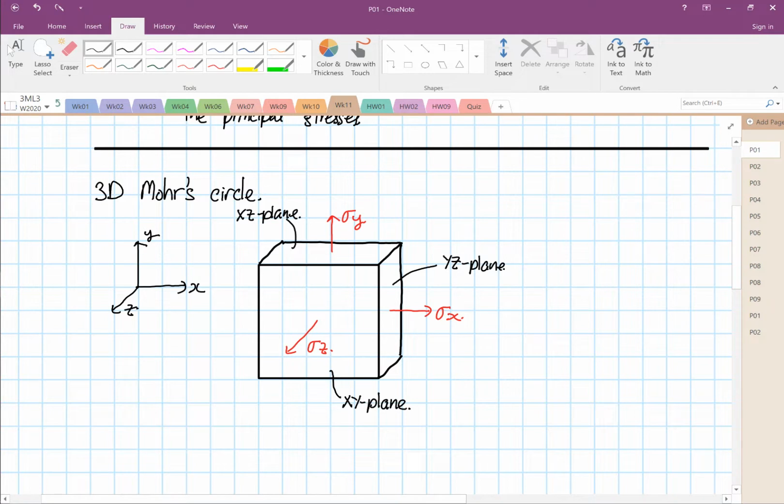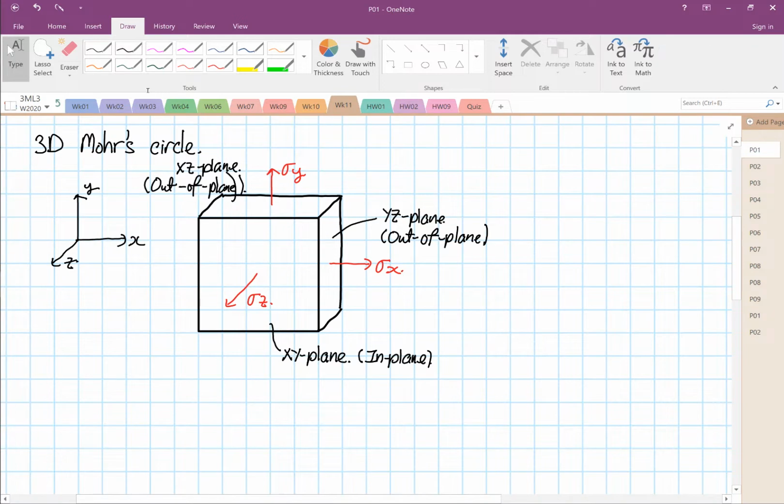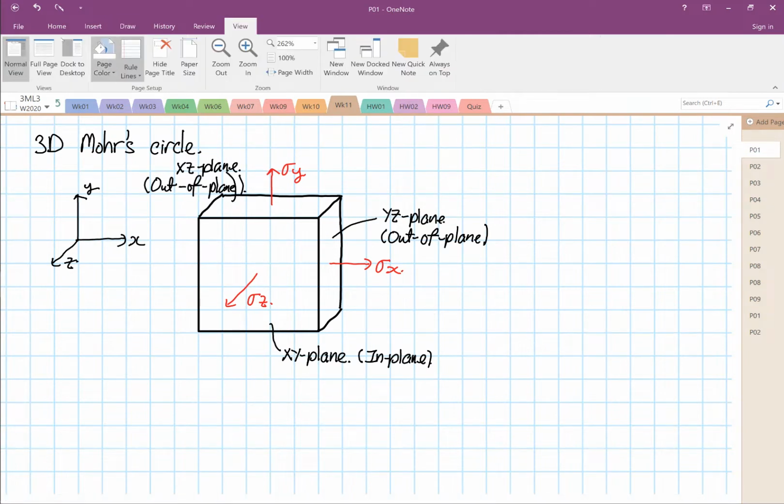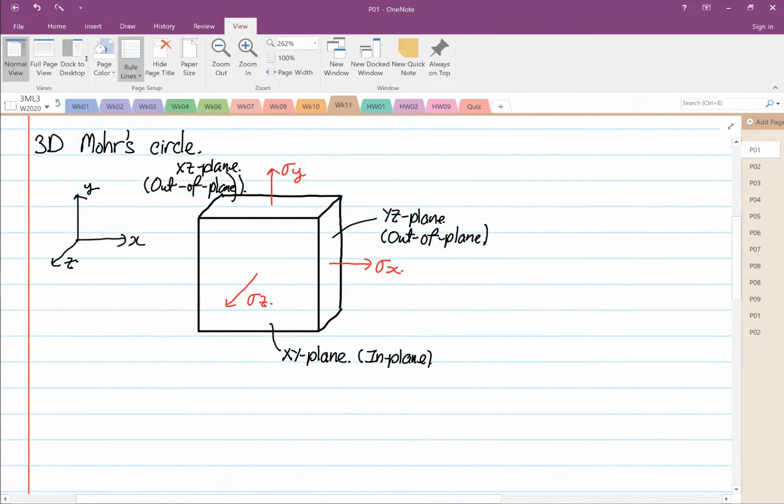And I'll call our xy plane the in plane, and our yz is out of plane, and finally our xz is also out of plane. So what determines what is in plane and what is out of plane? Okay, so it's very simple.